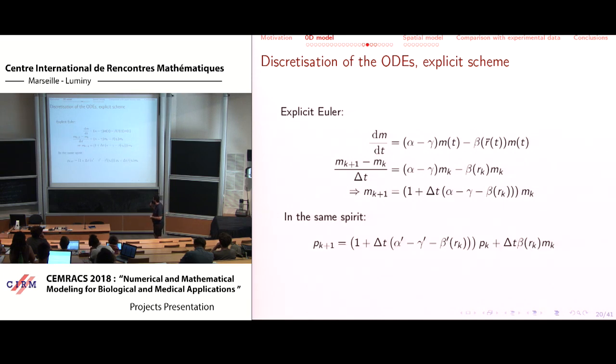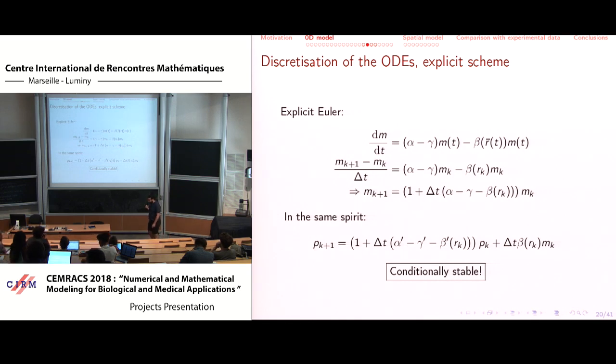In the same spirit, we have this expression for p index k plus 1. And of course, this is only conditionally stable, like positive, I mean, because this might be negative depending on the values taken by beta of rk.